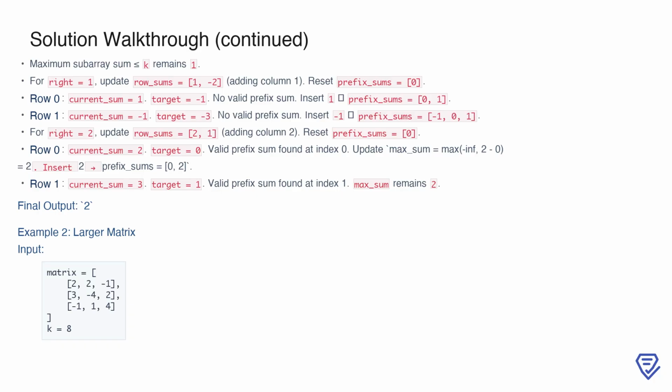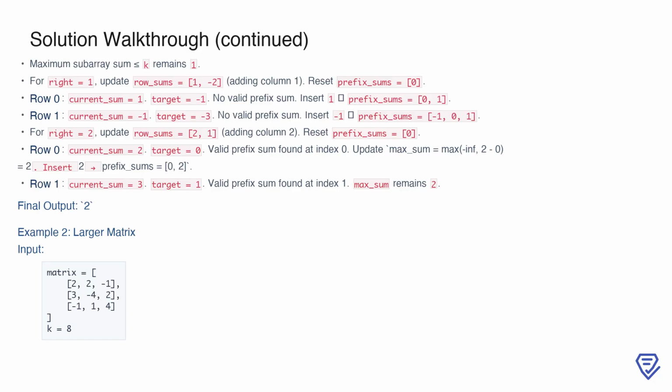Next, we expand the rectangle by including column 1, setting right equals 1 and updating row_sums to 1, -2. After resetting prefix_sums to 0, we process row 0, where current_sum equals 1 and target equals -1. Again, no valid prefix sum is found, so we insert 1 into prefix_sums, resulting in 0, 1. For row 1, current_sum becomes -1, and target equals -3. No valid prefix sum exists, so we insert -1 into prefix_sums, updating it to -1, 0, 1.